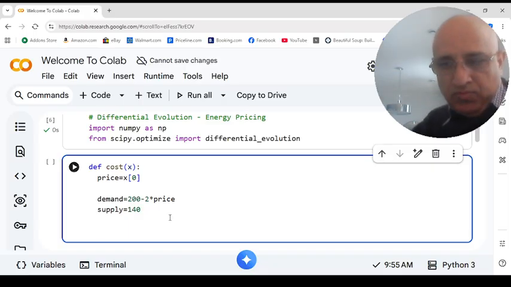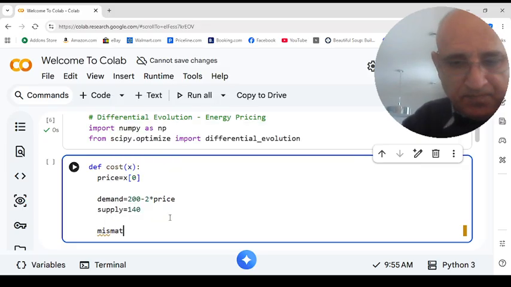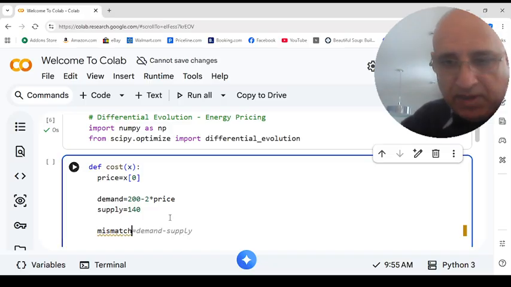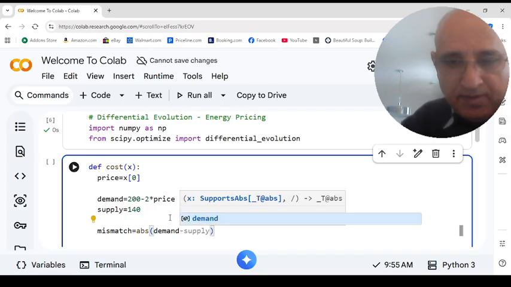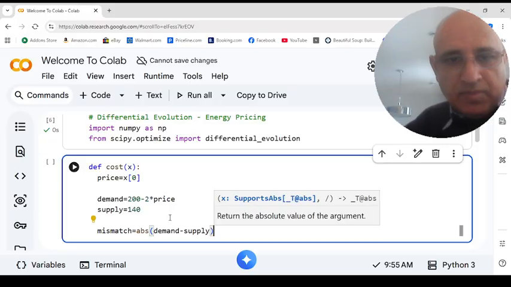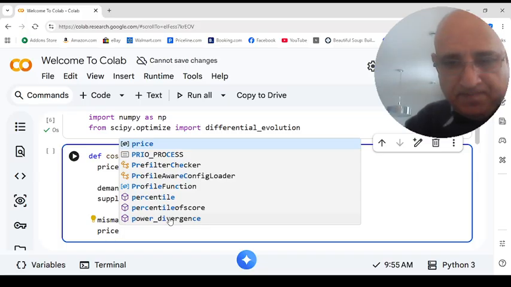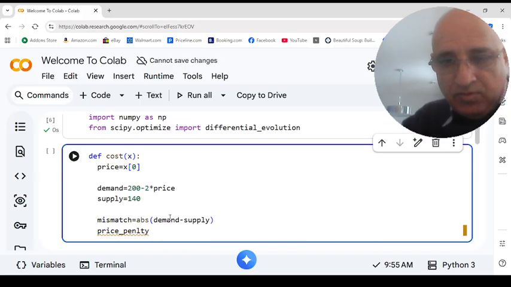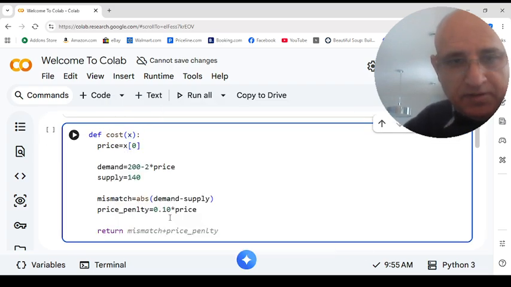Now I'm going to find the mismatch. Mismatch would be equal to the absolute value of the difference between demand and supply. And price penalty, you can define 10% of the price. So we want to return the sum of mismatch and price penalty.